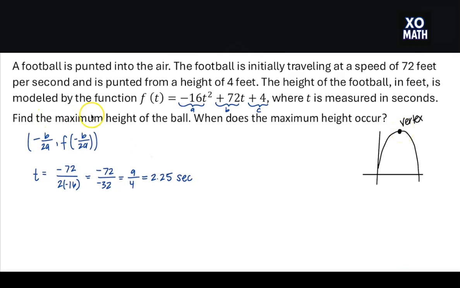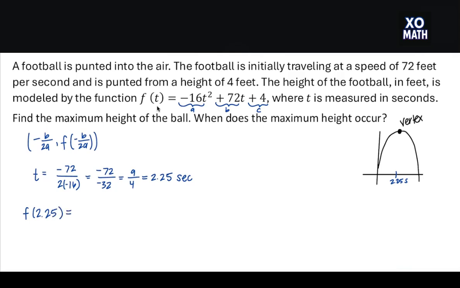And we want to know what's the maximum height of the ball. So we actually answered the second part of this question. When does the maximum height occur? So at 2.25 seconds, that's when the maximum height occurs. To find the maximum height, I'm going to plug this into f. So I want f of 2.25.